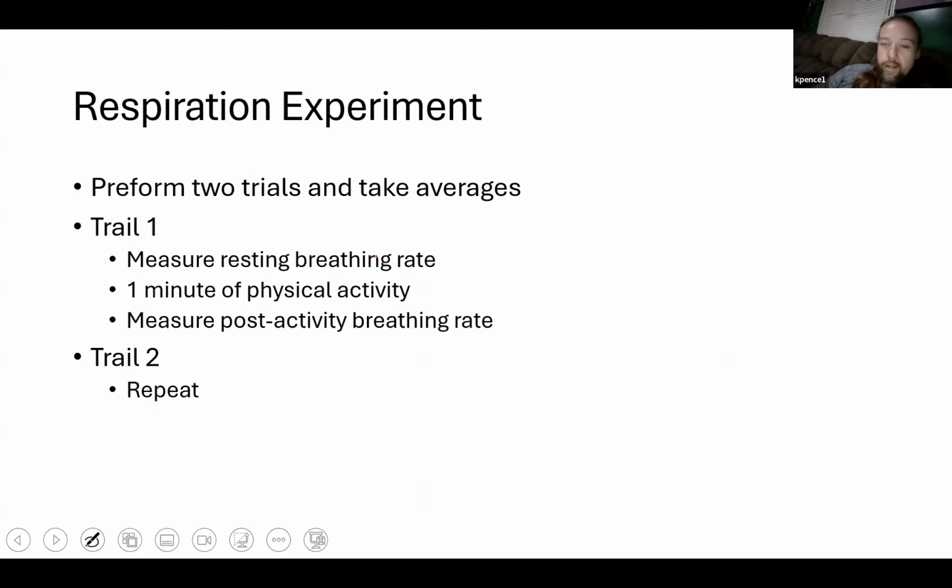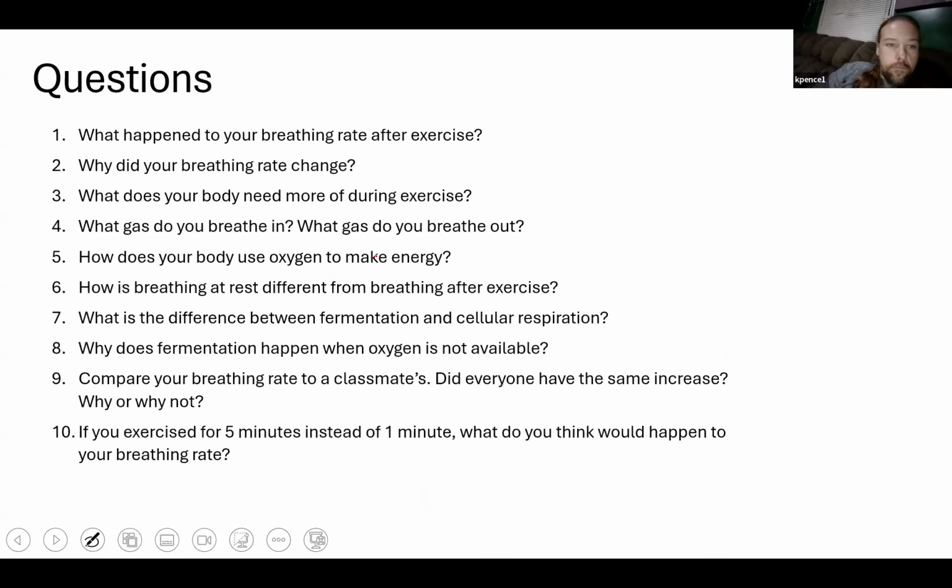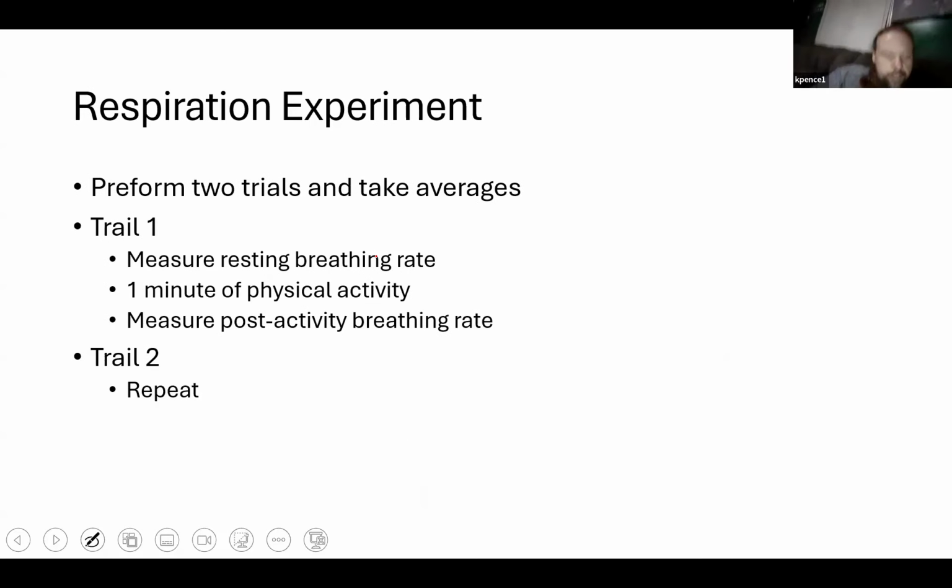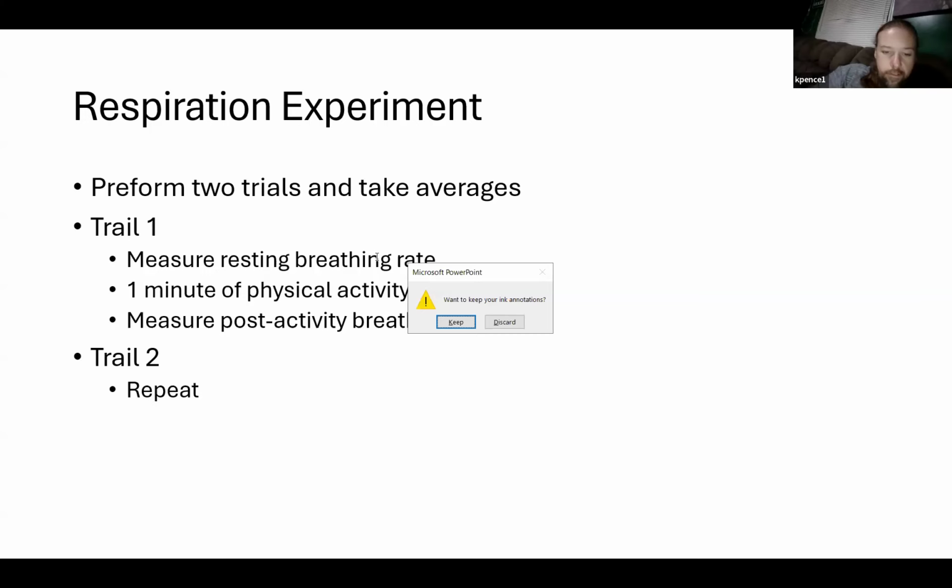And we're going to do this for two trials. Again, the reason why we do two trials is the more data, the better off, the more accurate the data will be, and then we'll take the average of that. Okay, so let me jump over here to Excel, make sure everybody's gonna get involved.